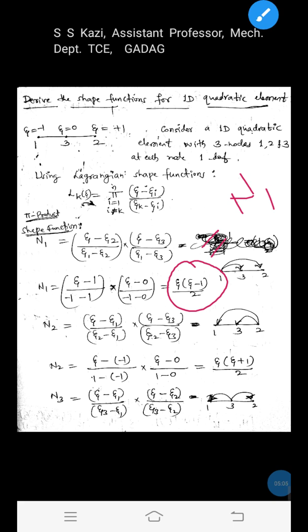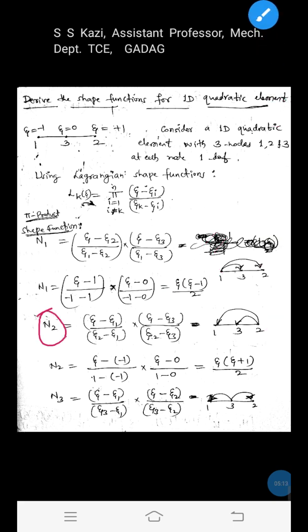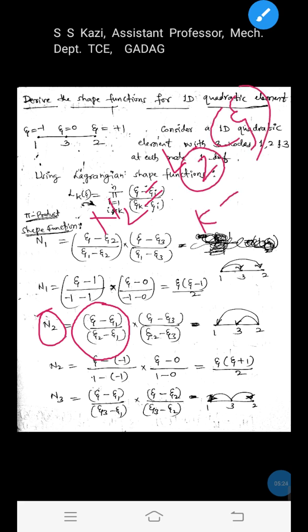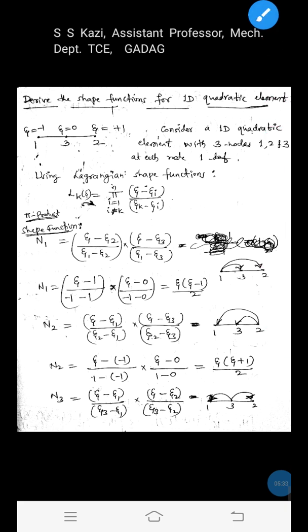This is the shape function N1 at node 1 for the 1D quadratic element. It is given by zeta into zeta minus 1 by 2. Okay, now come to N2. The shape function at node 2 can be found again using the Lagrangian shape function formula, that is N2 is equal to L2 of zeta, where k is equal to 2 and I will become 1 and 3.